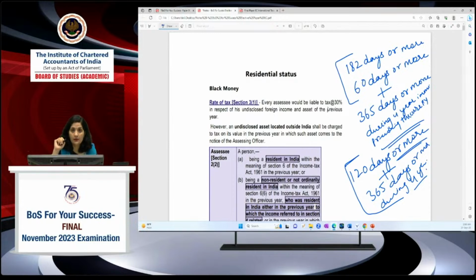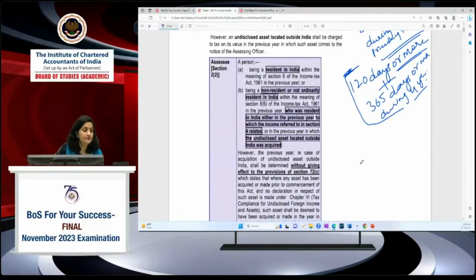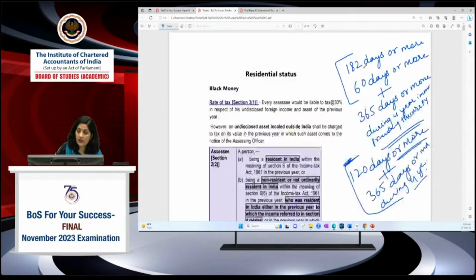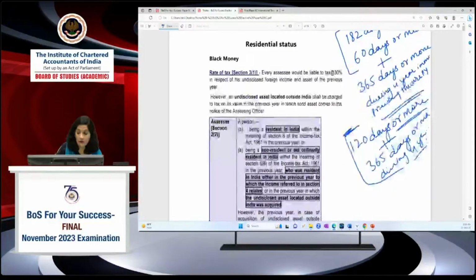Where are they applicable? May I know from you if you can answer? Where is this 120 days or more plus 365 days condition applicable to check the residential status? I want you to answer where this 120 days applies instead of this 182 days or 60 days or more condition. Where we have to see 120 days or more, let's say 65 days or more during the 4 years preceding the previous year. You have to answer, please.